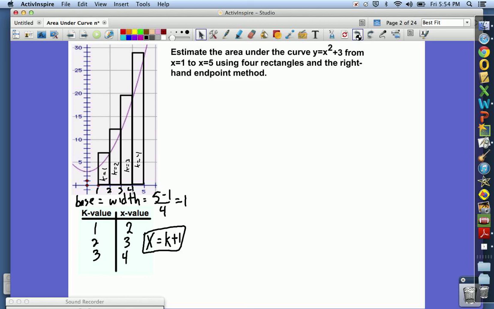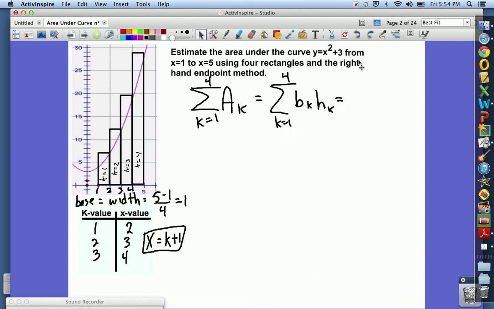We are now ready to sum up the areas of the four rectangles, denoted by k equals 1 to 4, area of the kth rectangle, meaning area of 1 plus area of 2 plus area of 3 plus area of 4. The area of each rectangle is base times height, so instead of area, we can replace it with base times height. We've already found that the base of each rectangle is 1, and we know that the height of each rectangle can be found by plugging into the equation x squared plus 3.